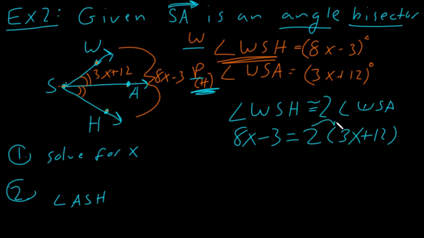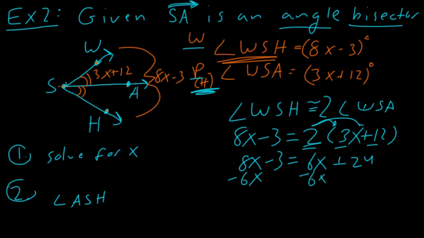We know that we have to start by distributing, and so we can have 8x minus 3 is equal to 2 times 3x, which would be 6x plus 2 times 12, 24. From here, you always move your x's first, and which one should you move, the large or small? In this case, we want to use the small x, so we'll subtract 6x from both sides, and of course 8x minus 6x will give us 2x minus 3 is equal to 24.